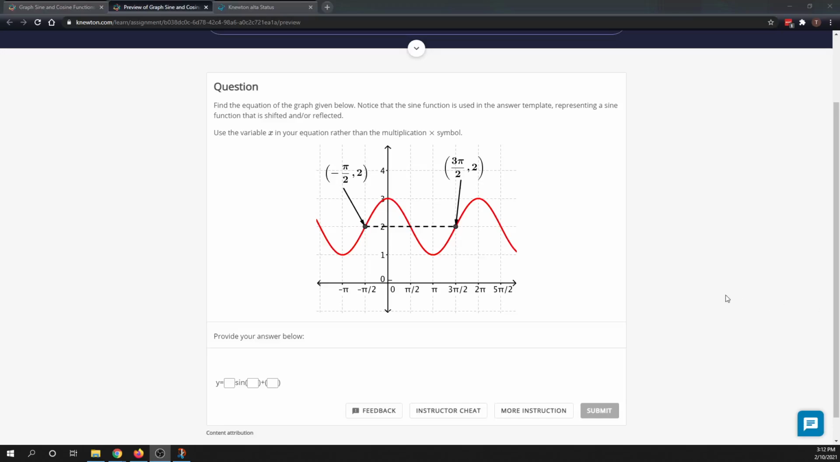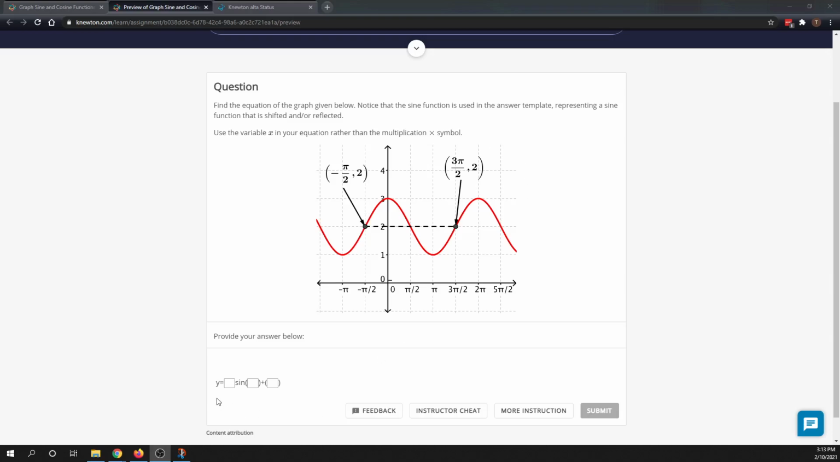All right, in this video, we are going to work through one of the examples from the Newton assignment, graph, sine, and cosine functions. So taking a look at this example here, it says find the equation of the graph given below. Notice that the sine function is used in the answer template, representing a sine function that is shifted and/or reflected. It says use the variable x in your equation rather than the multiplication times symbol.